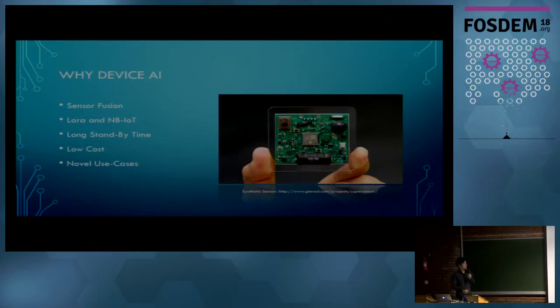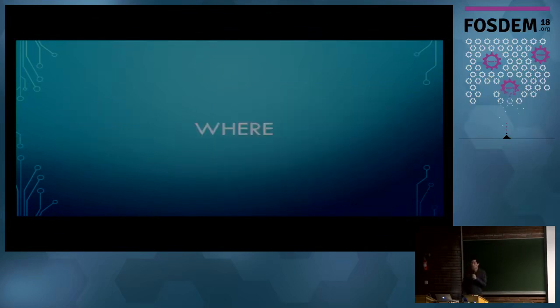Some of the applications of on-device AI include sensor fusion. You can fuse multiple sensors together. And for IoT devices, because the bandwidth is typically low, you cannot send the full image or audio data back to the server. So it makes sense to do inferencing on the device and then just send the result back to the cloud. And MCUs typically have a long standby time because of low power consumption and lower cost. We believe all these points would enable new use cases in the future.